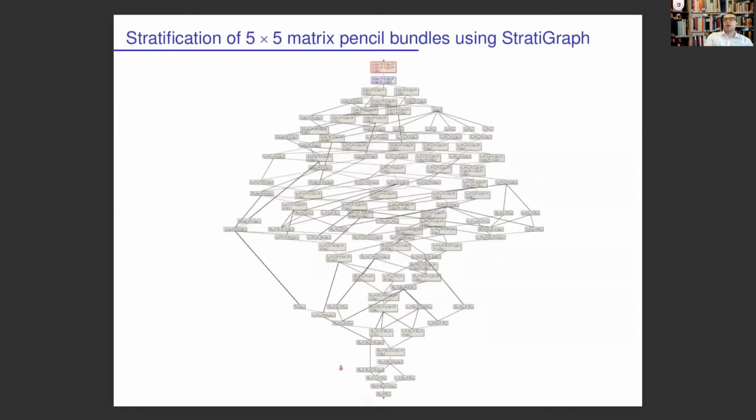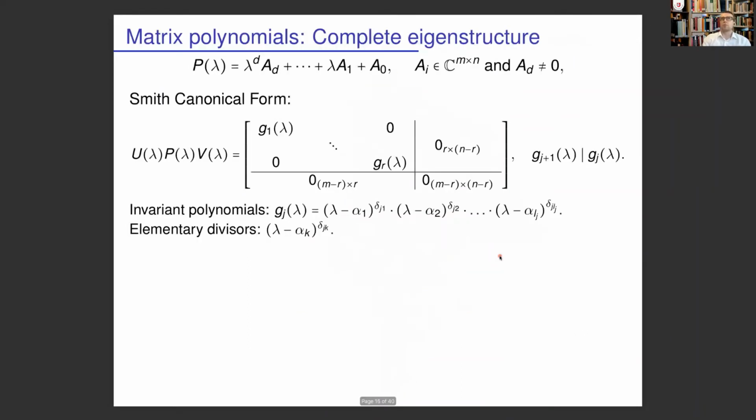Here is a stratification of 5 by 5 matrix pencils, and you can see that the problem is not getting easier, which was expected, because besides the eigenvalues and the perturbations of those, we also have the singular parts coming into the game, and perturbing the singular parts is even more complicated. So the complexity of the problem grows with the increase of the degree of a polynomial.